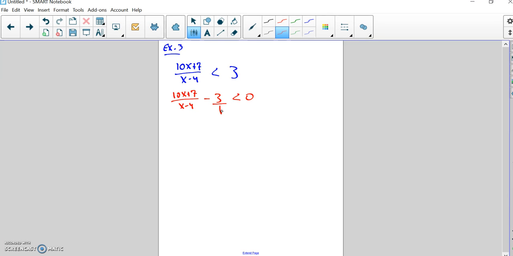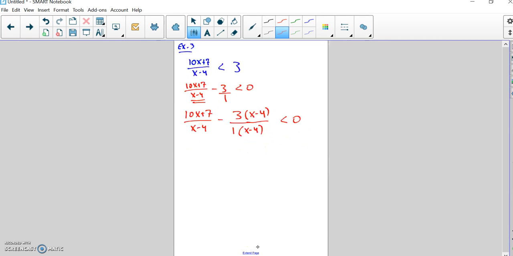Which actually makes the problem a little bit easier for us, because that means the common denominator between these is just x minus 4. Okay, so this first fraction is actually going to stay the same. It already has the common denominator, but this second fraction, which is 3 over 1, it needs an x minus 4. So I'm going to go ahead and multiply an x minus 4 on the bottom, and I'm going to multiply an x minus 4 on the top. And all of that's going to be less than 0. Once we get to here, now these have common denominators. So I'm going to go ahead and put these on the same fraction.